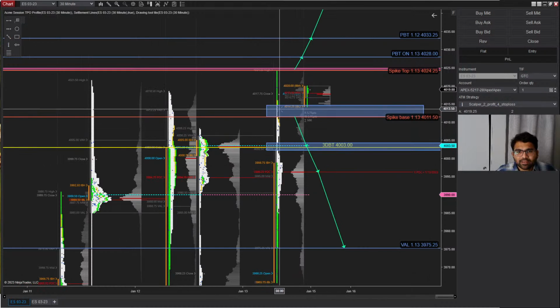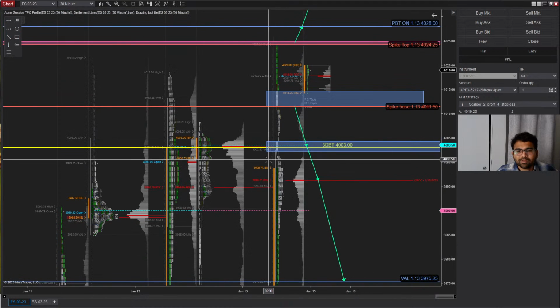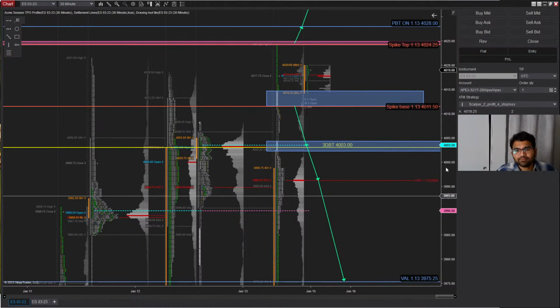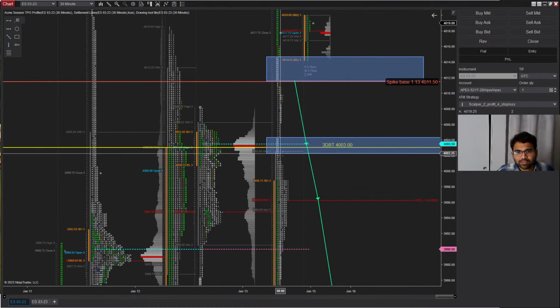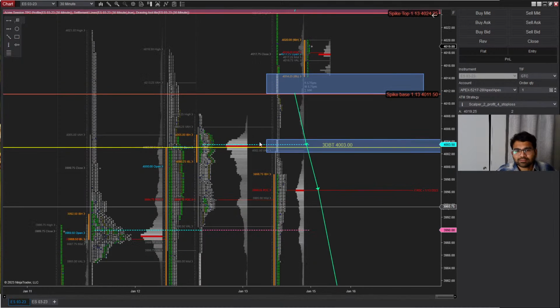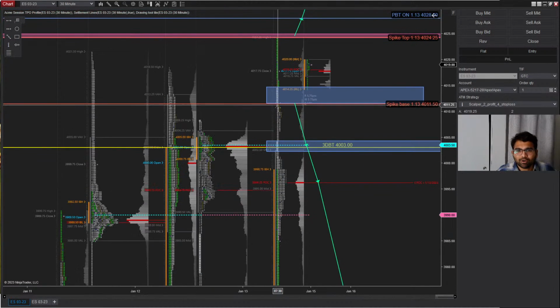And we have a couple of sets of single prints. Single prints means that when a price range is not tested back again in the 30-minute time frame, those are called single prints. In the market profile view, we can easily see it because each 30-minute candle has its own alphabet letter. There are certain regions that have not been tested, so I've marked them as these boxes here.